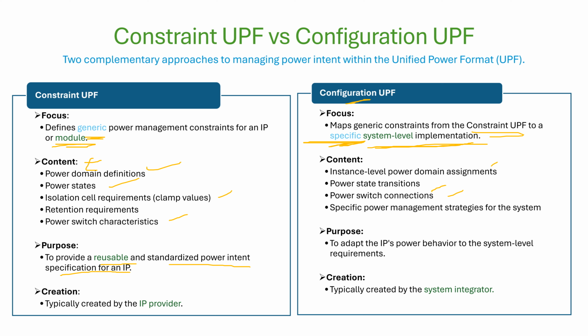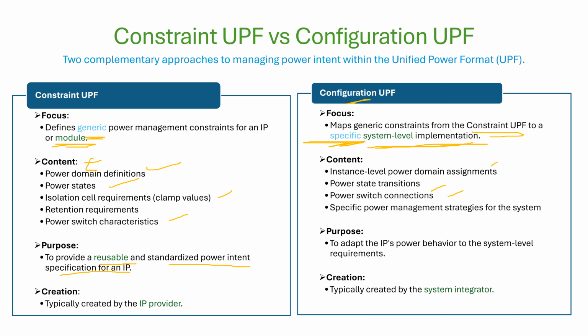I can use the same thing for NAND, NOR. If nobody writes it for NAND, NOR, okay, I'm just taking an example for multiple IPs. Reusable. Whereas the configuration UPF adapts the IP's power behavior, I'm talking about adapting the IP's power behavior to the system level requirements.